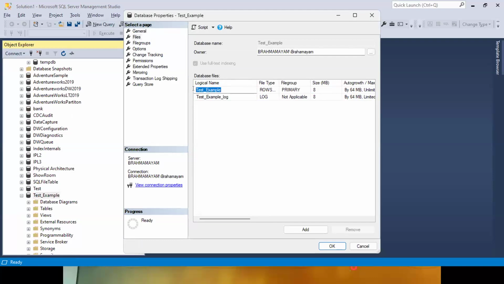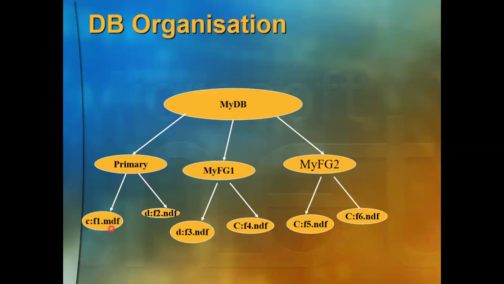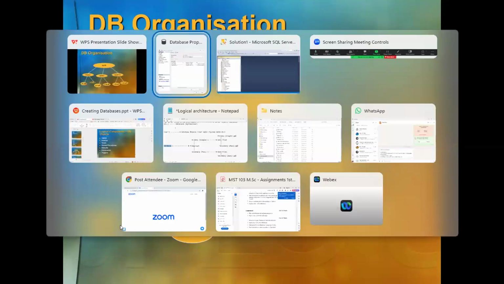Now, once the primary file is done, then you can see here in the file group, it will tell you what is the size of the file, etc. This is called as the primary data file. What is the extension of the data file? It will be stored under the name .mdf. So MDF is actually the primary data file.